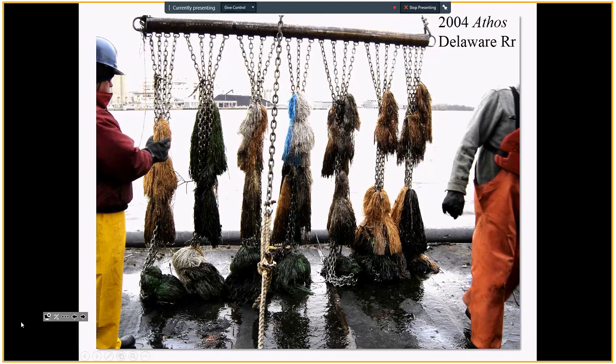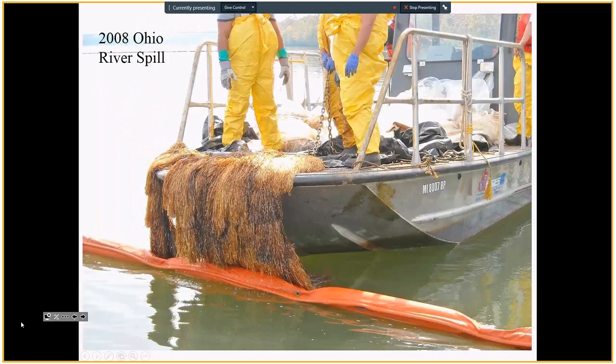And this is a larger system. It's got a header bar with multiple chains, but you don't just toss that over with your crane. You have to stop the boat to pick it up, so there are a lot of issues associated with that. So there are smaller ones. Here's one on the Ohio River, and you see how heavy all of that is.